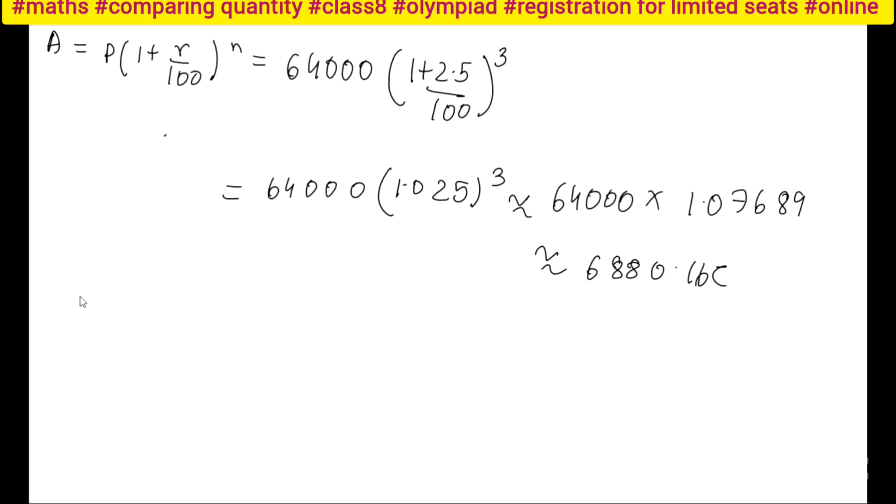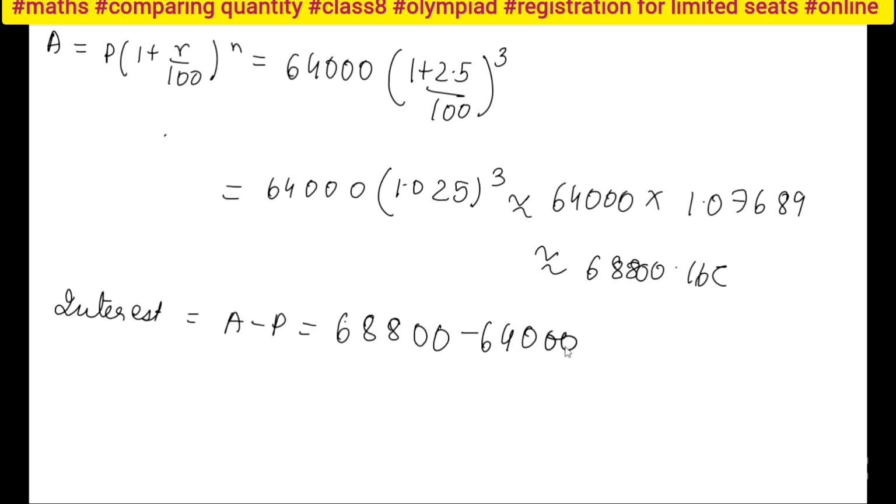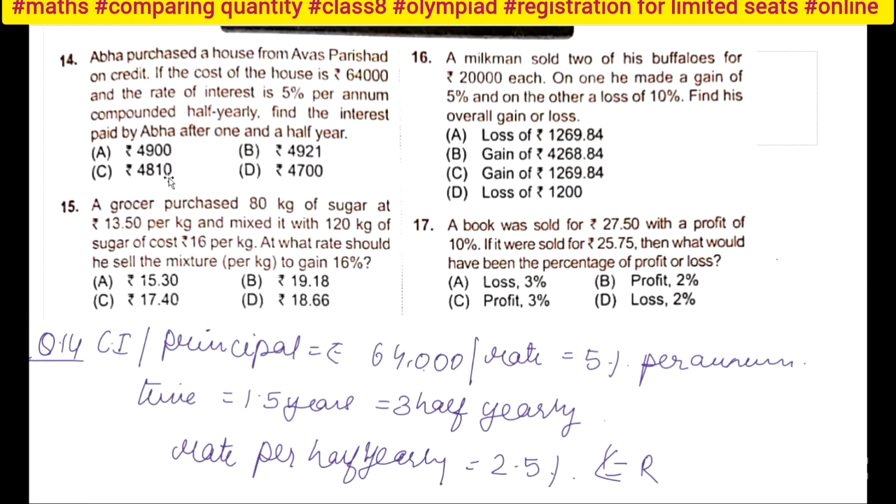Okay, that much rupees. But what is my interest? Because they are asking the interest value, right? So interest will be amount minus principal. So I am getting amount 68,880 minus 64,000, or approximately I can say 4,800. Okay, 4,800 will be my interest. Now I will check. So 4,810 it's something.